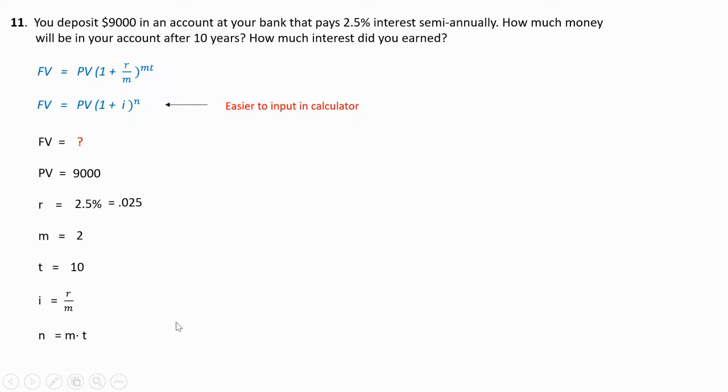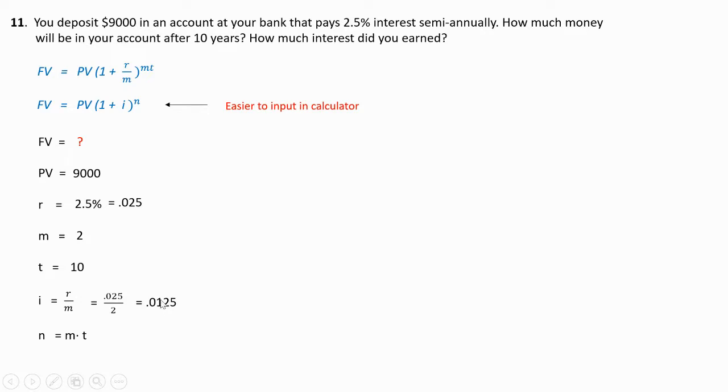Now the I is equal to R divided by M. So my R is 0.025 and my M is 2. So it's going to be 0.025 divided by 2, which will give us 0.0125. Okay, now here guys, if it doesn't give you a nice finite number, if the number doesn't terminate, be really careful when you round off, because you don't round off until the very end.